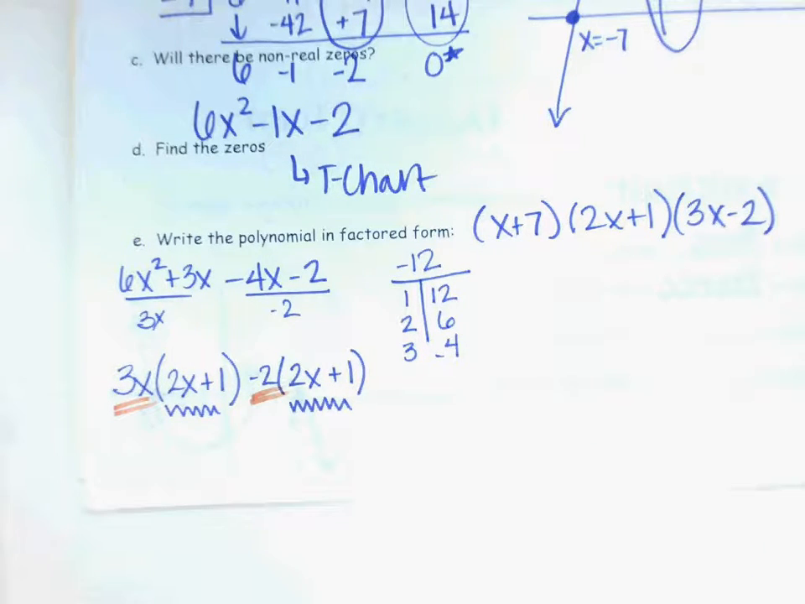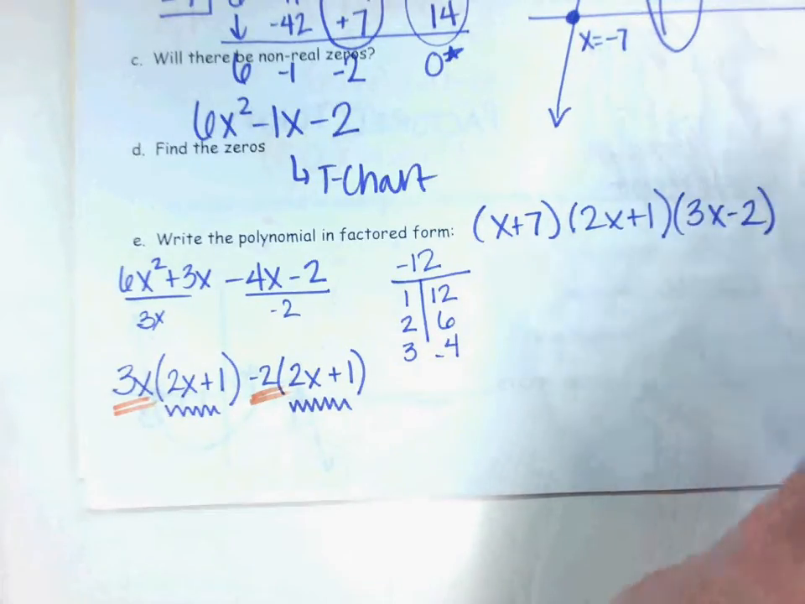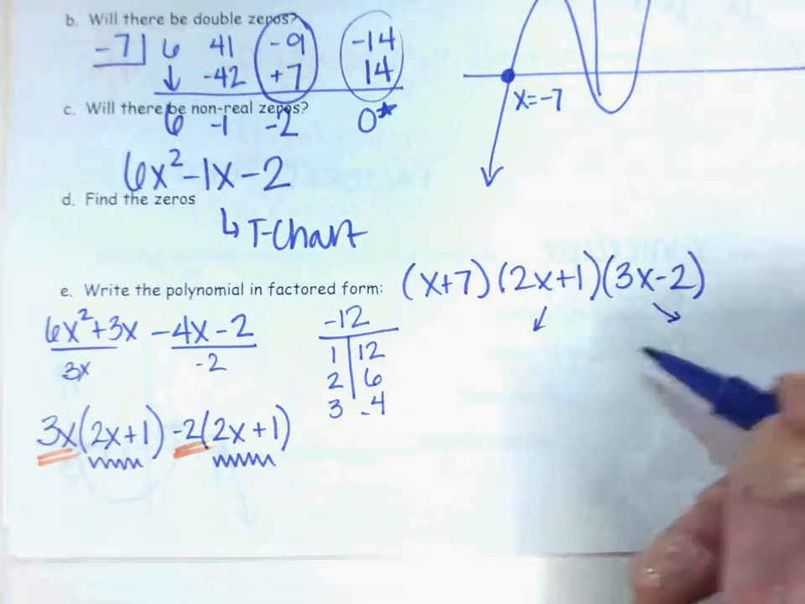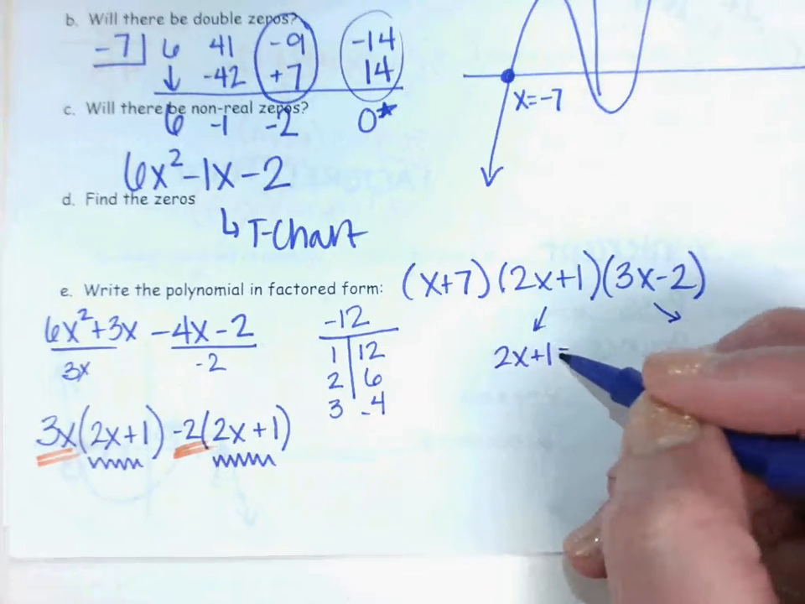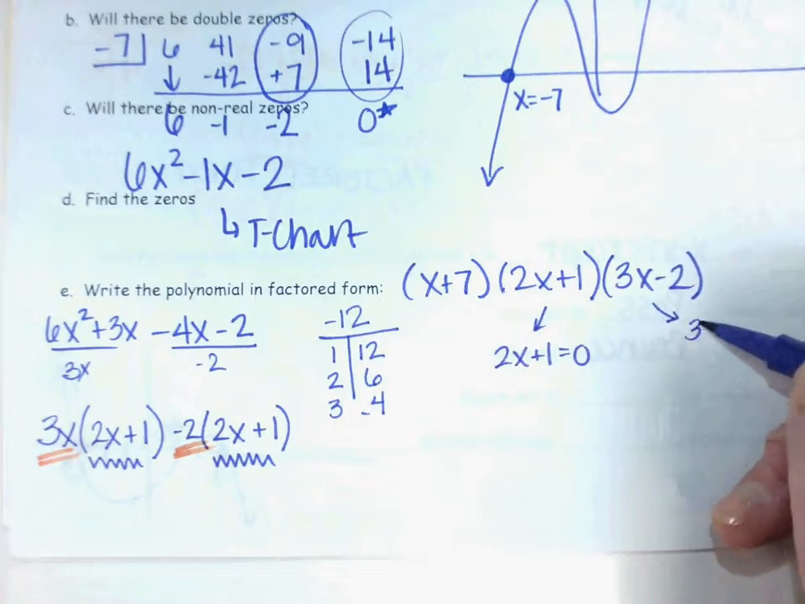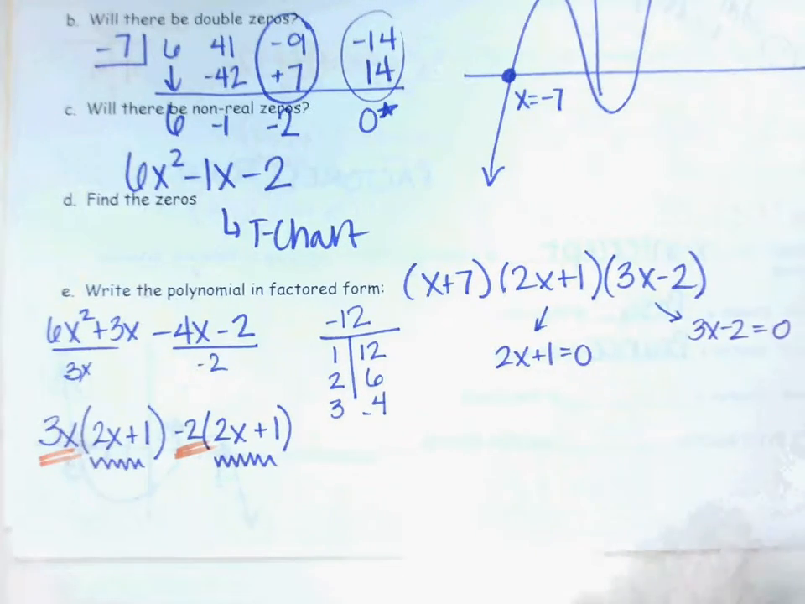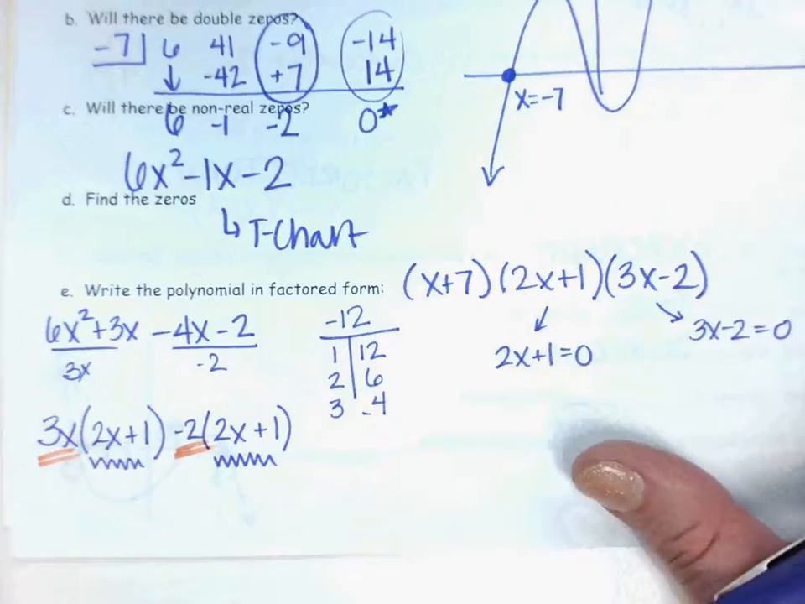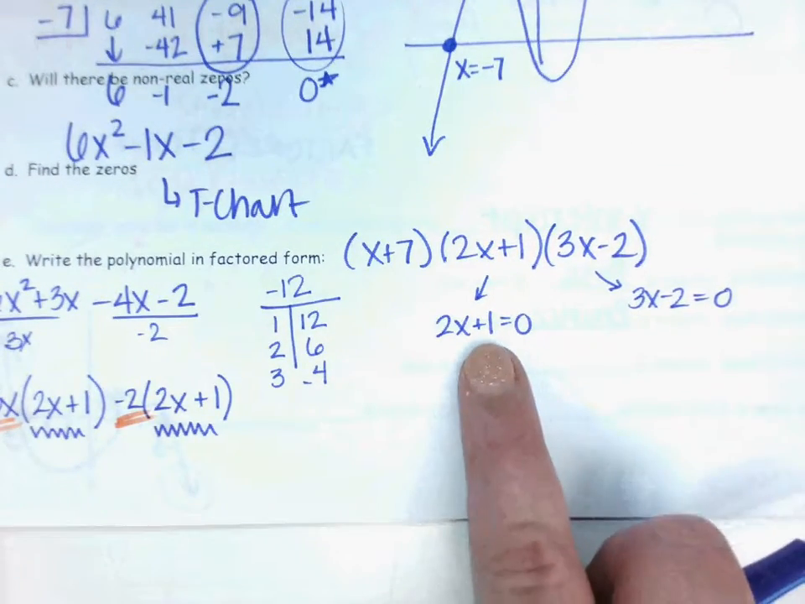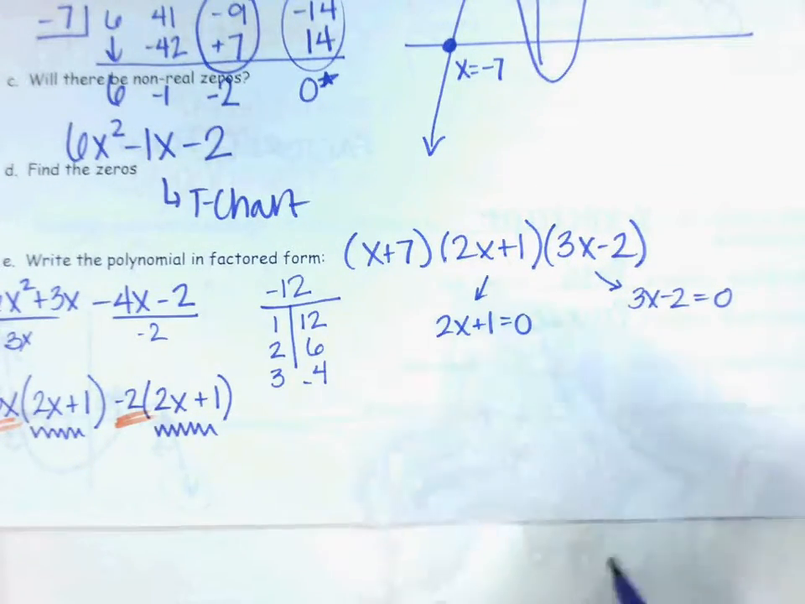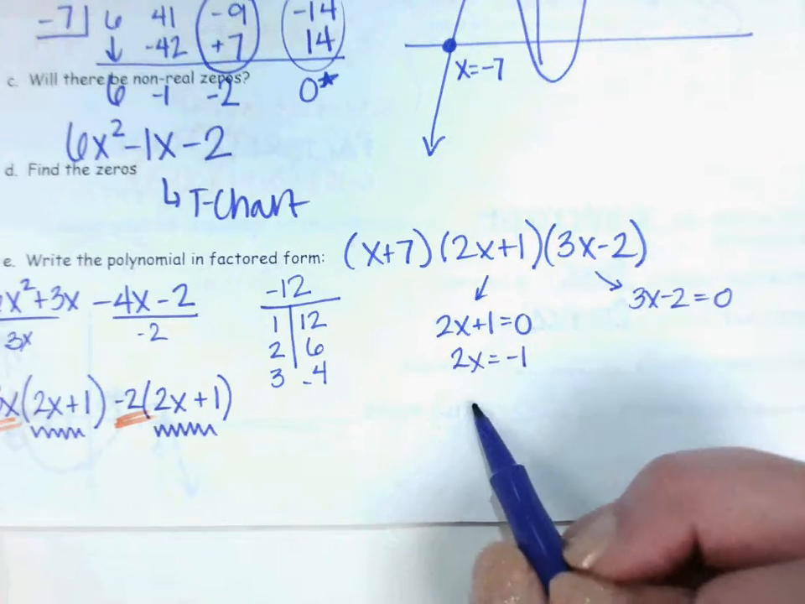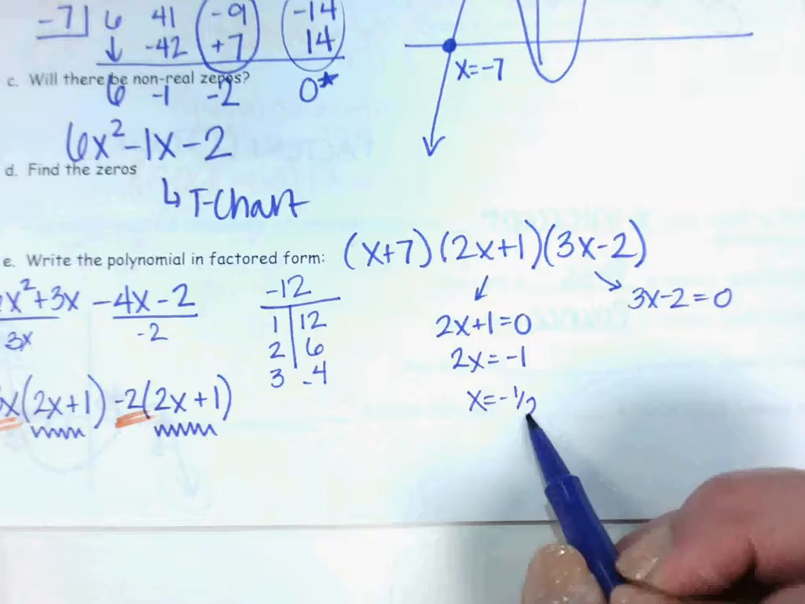Okay? Now let's write our 3 answers. So we already know x equals negative 7 here. To find the other 2, remember you set these equal to 0. So 2x plus 1 equals 0, 3x minus 2 equals 0. And you can honestly usually do that in your head. My 1 is going to move over, then it'll turn to a what? Negative 1. Then divide by 2, x is minus a half.